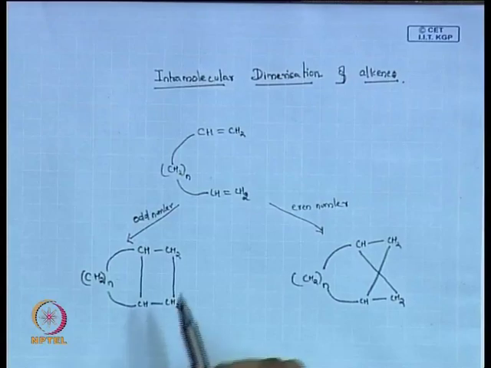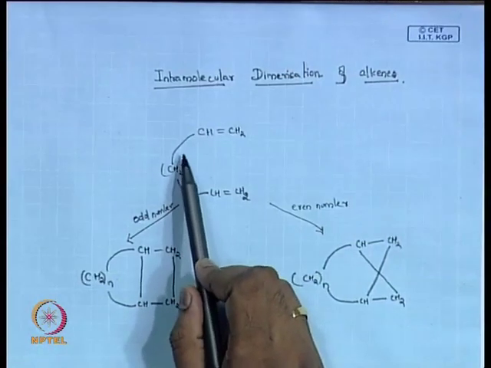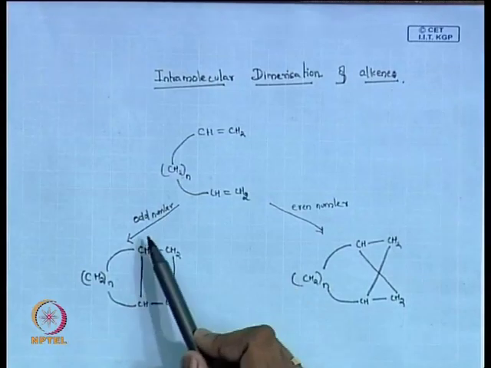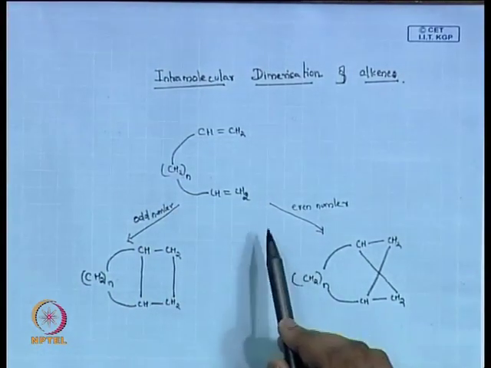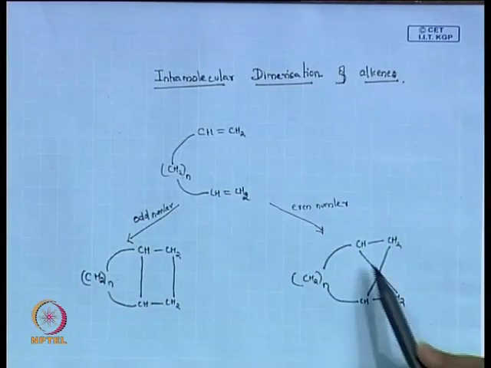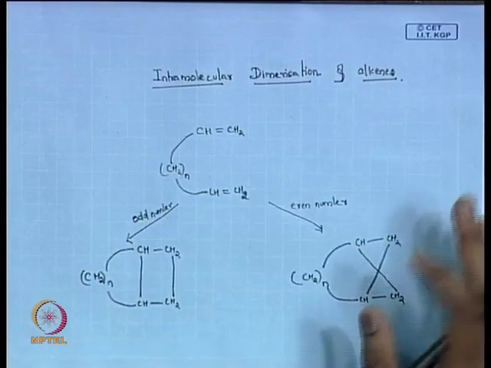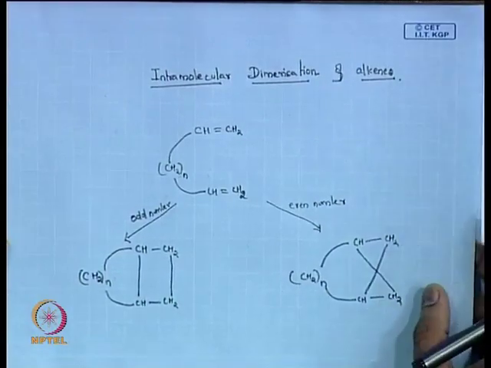Okay. So, if the number of carbon atoms between these two alkenes is odd, then you are undergoing a direct addition. Okay. If it is an even number, then you end up with a cross addition. That you should remember when you are talking about intramolecular dimerization. Fine. This part you should know, like a sort of rule. Now, we will take some examples and see how this rule works.